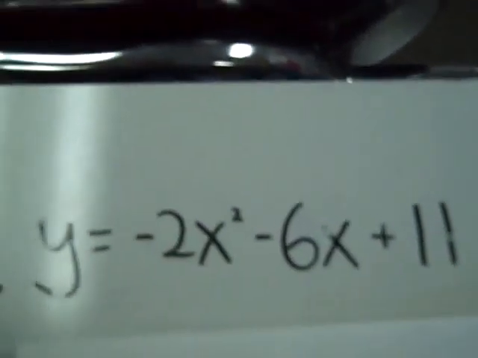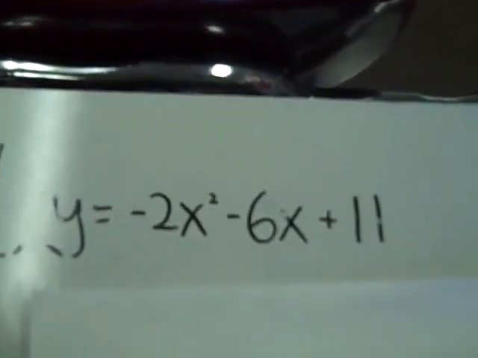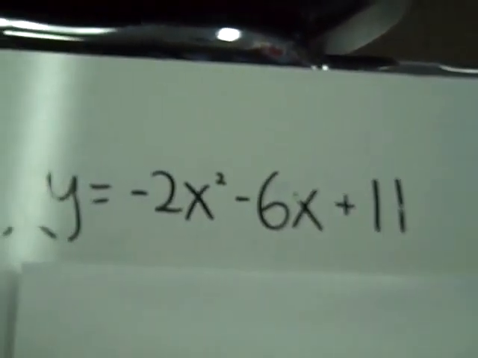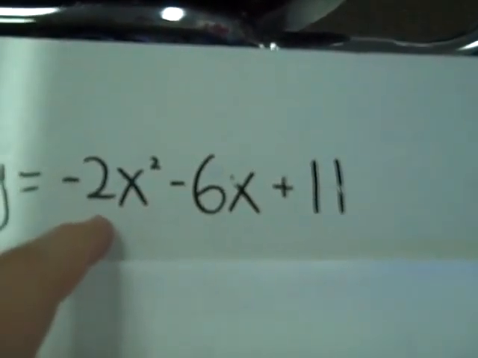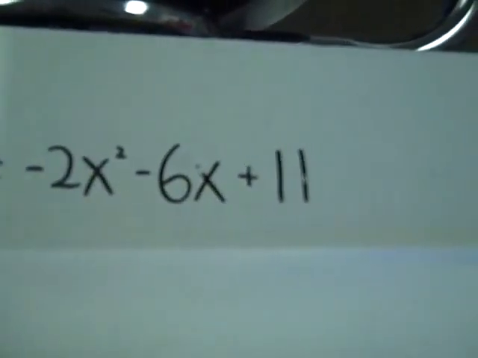Alright, for this problem, we're going to be putting this equation in vertex form. So as you can see, this is in standard form right now. Y equals ax squared plus bx plus c. So a is negative 2, b is negative 6, and c is 11.